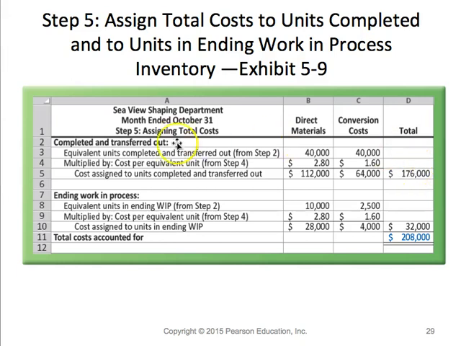Total for the completed transferred out is $176,000. We're going to use this number in the next section, to put it into the next process. So here is how much we still have: 32,000 in process, and the total cost accounted for is $208,000. Okay, so let's move on to the next one.